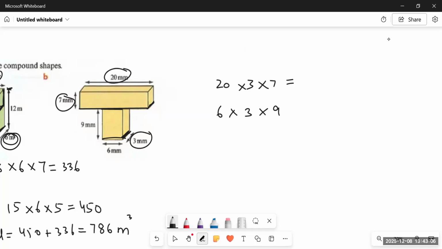So for the upper part, we will have 3 sevens are 21. 21 into 20 is equal to 420. For the bottom part, we have 6 threes are 18 and 18 multiplied by 9 is equal to 162. So we will add the two, that is 420 with 162, and we will get the total volume, which is 582 millimeters cubed. And done. See how easy it is.